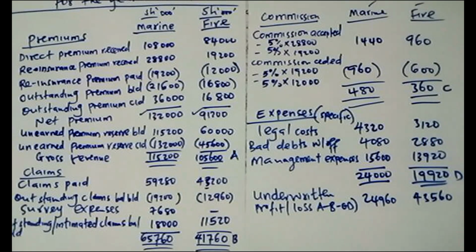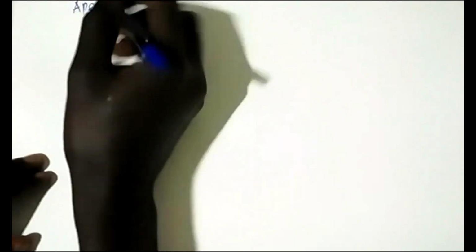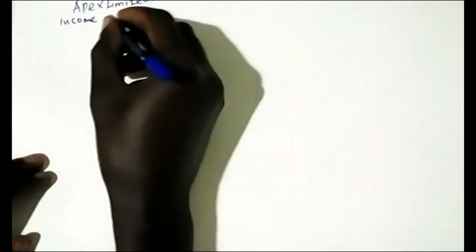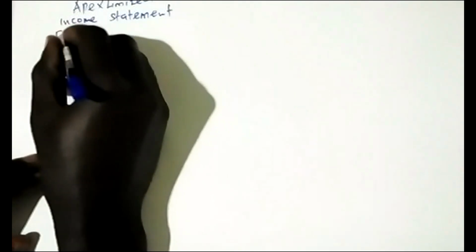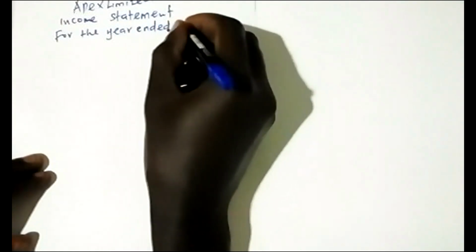So my next requirement would be concerning the preparation of a general income statement. Now the second part is all about Apex remittance. So income statement for the year ended 31st October 2014.